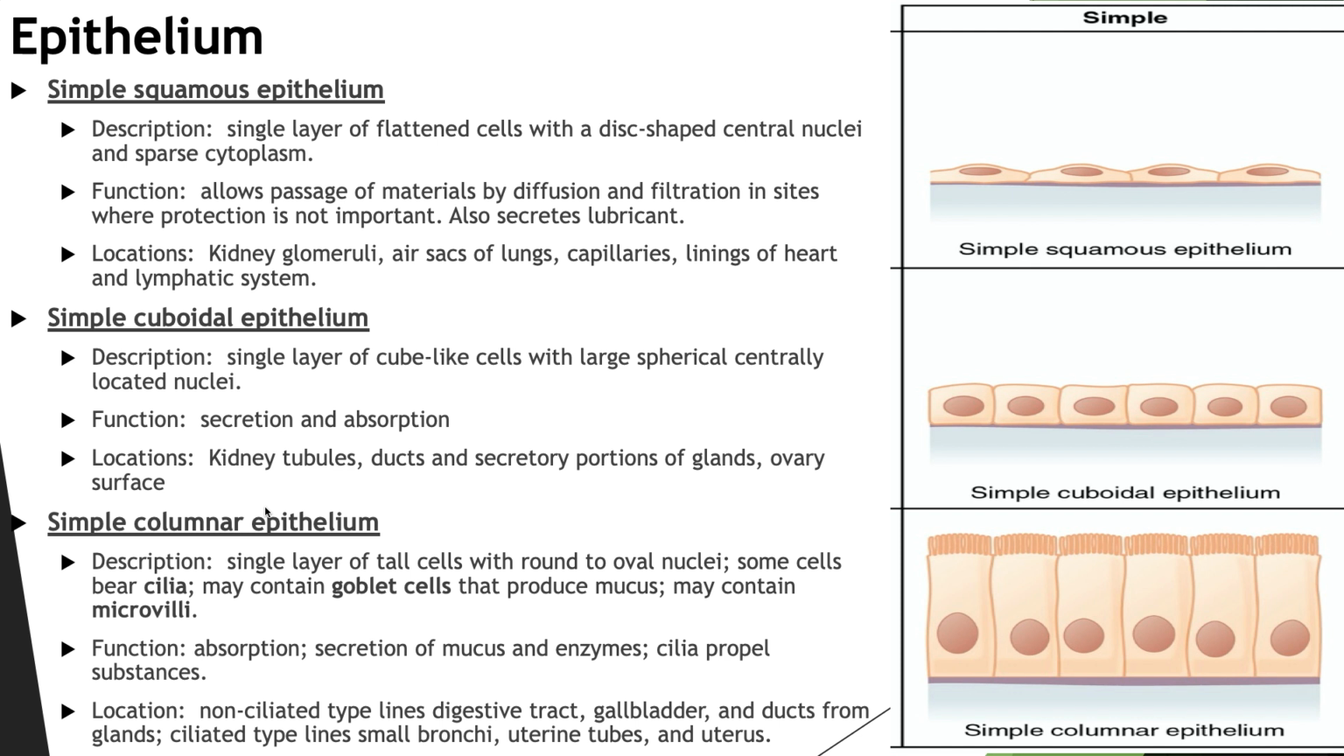You have simple cuboidal epithelium. There's that word simple again, simple meaning one layer. Cuboidal meaning the cells themselves are going to be cube-like, essentially as tall as they are wide.